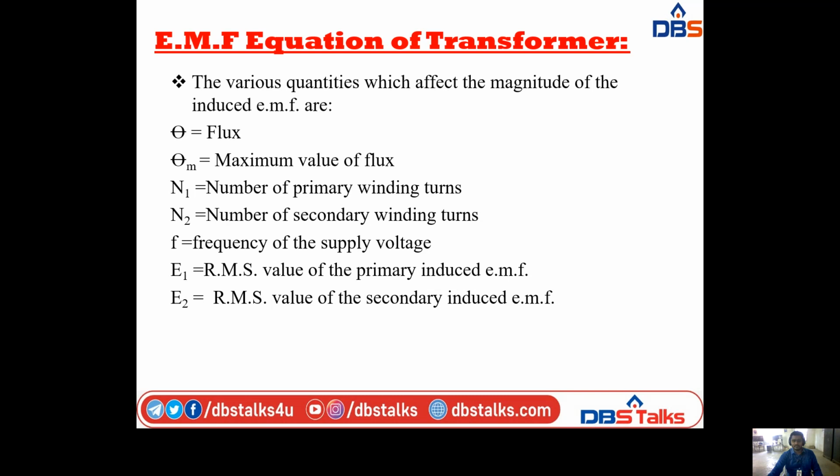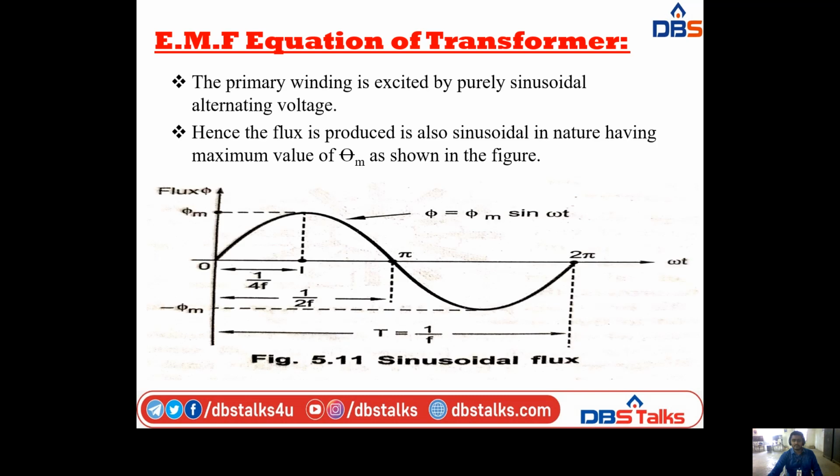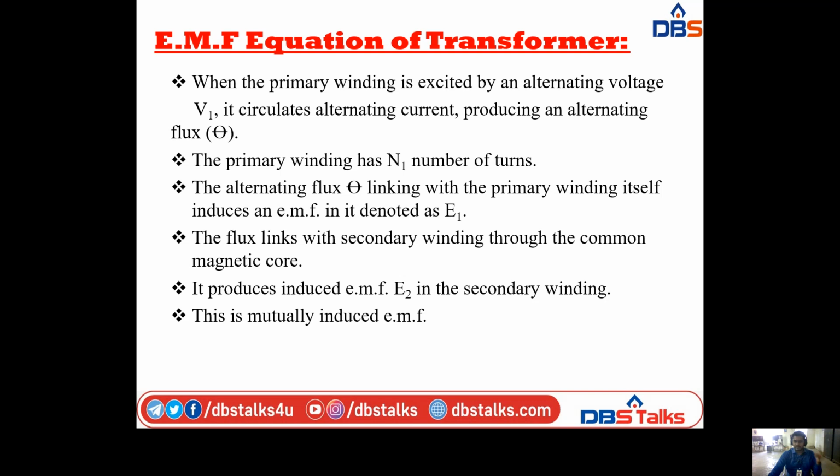Already know the transformer diagram. In that one, we have two windings, primary and secondary winding. The primary winding is excited by an alternating voltage, because the primary winding is connected to the supply voltage. When the primary winding is excited by an alternating voltage V1, it circulates alternating current I1, producing an alternating flux phi.